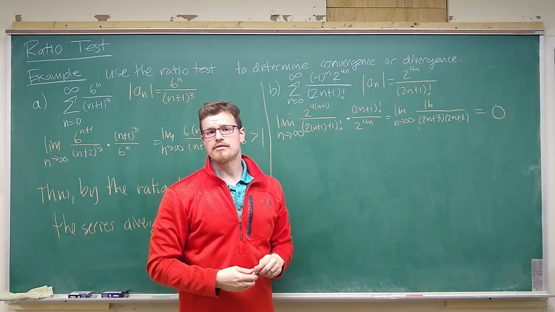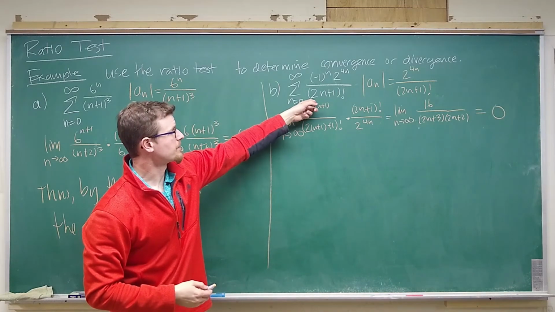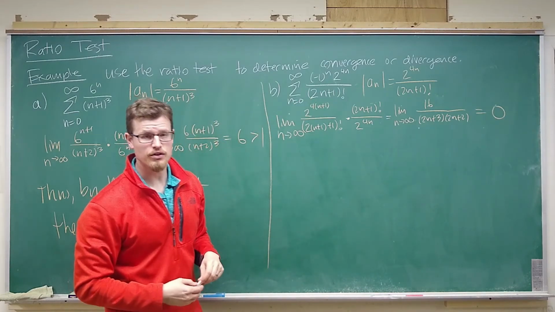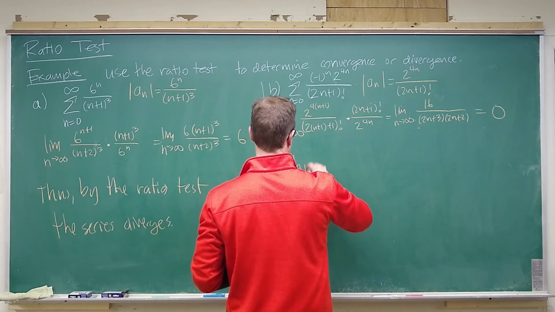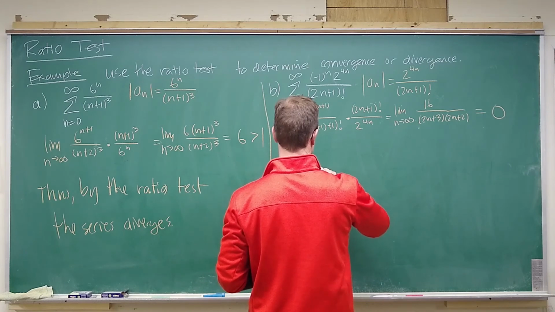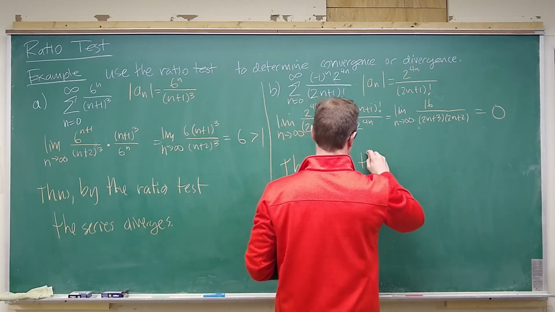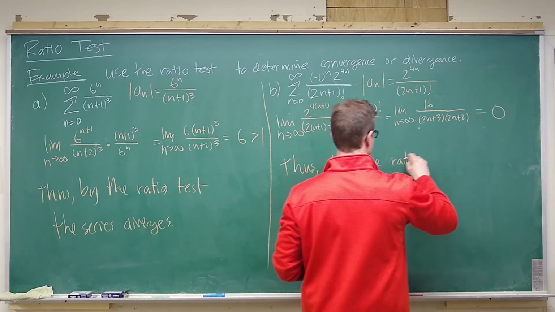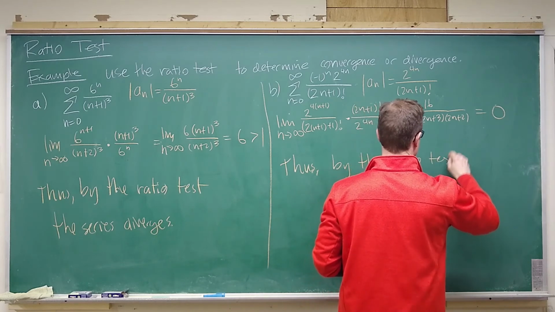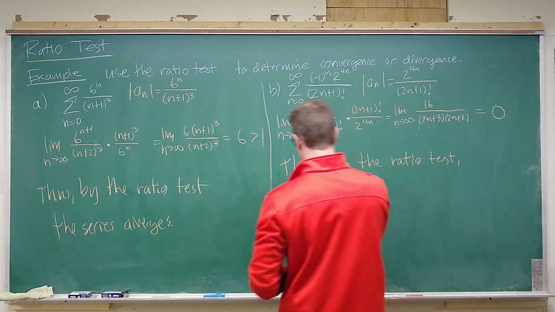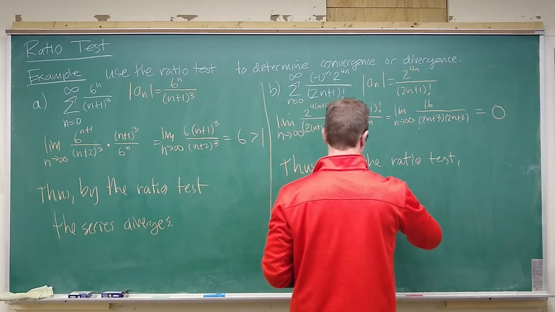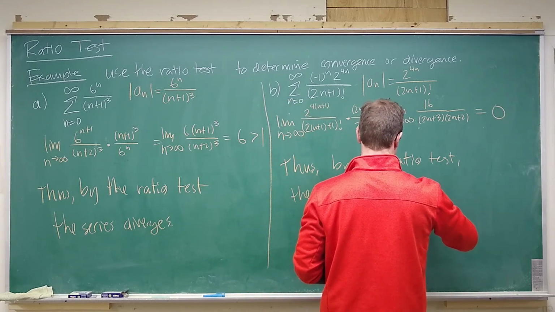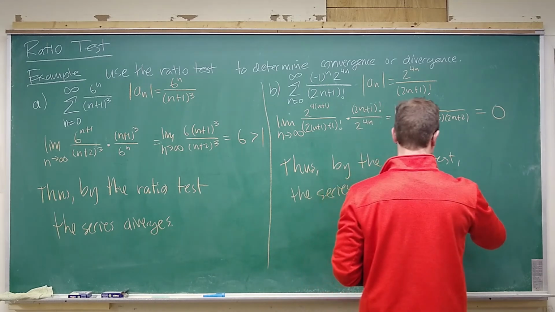So here we have that the series that we're interested in converges, and it converges absolutely. Thus, by the ratio test, the series converges absolutely.